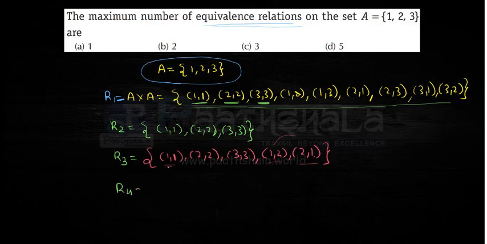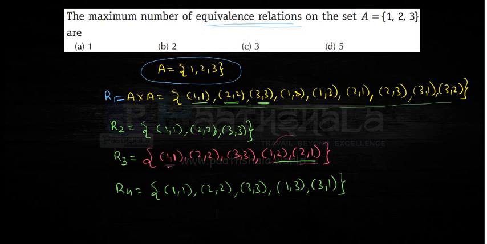Now for the fourth relation, we will consider 1 and 3 together and 2 alone. So we will consider (1,1), (2,2), (3,3), and (1,3) and (3,1), that is 1 and 3 together. So this is also an equivalence relation. We can see (1,3) and (3,1), so it is symmetric. (1,3) and (3,1) and (1,1) is also in the relation, hence it is transitive as well.